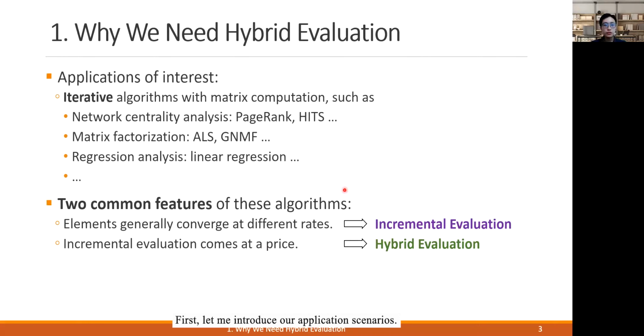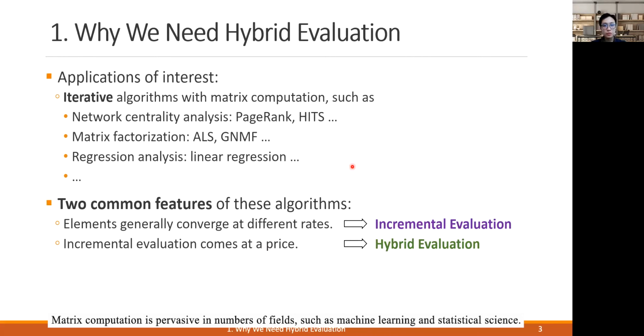First, let me introduce our application scenarios. Matrix computation is pervasive in numbers of fields, such as machine learning and statistical science. In particular, we focus on a common type of matrix computation workload, which is iterative algorithms. Examples are network centrality analysis, matrix factorization, and regression analysis.